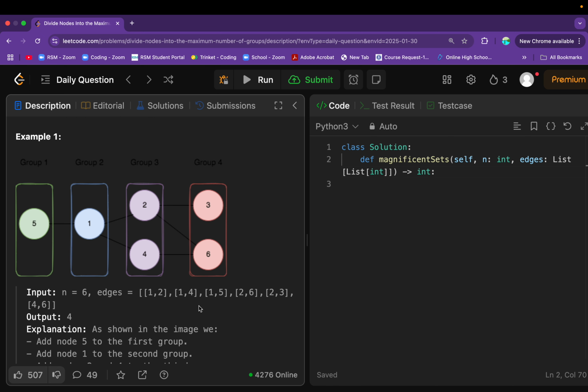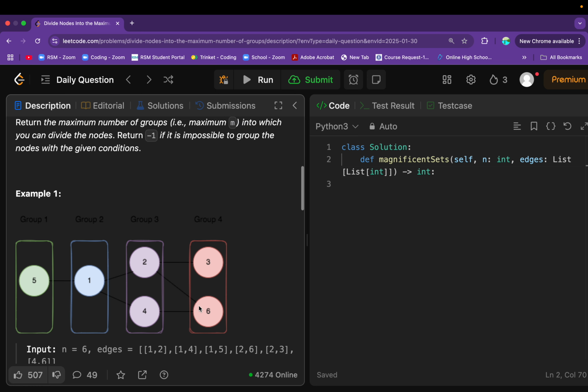So in the examples, to better visualize this, we see n is 6, and in this case we have 6 edges between our nodes. We have 1-2, 1-4, 1-5, 2-6, 2-3, and 4-6 as the pairs of nodes that share an edge in the graph, and in this case our output is going to be 4.